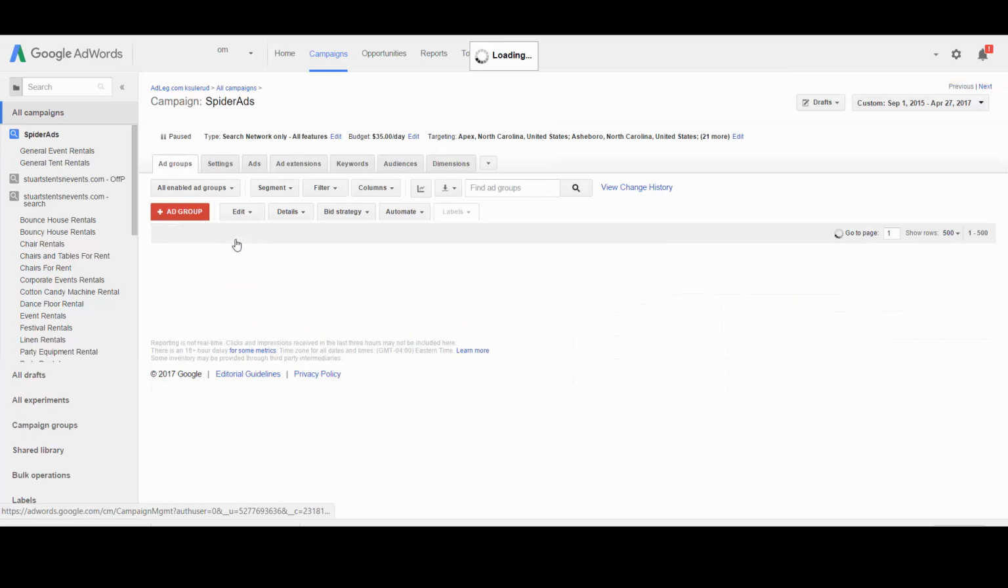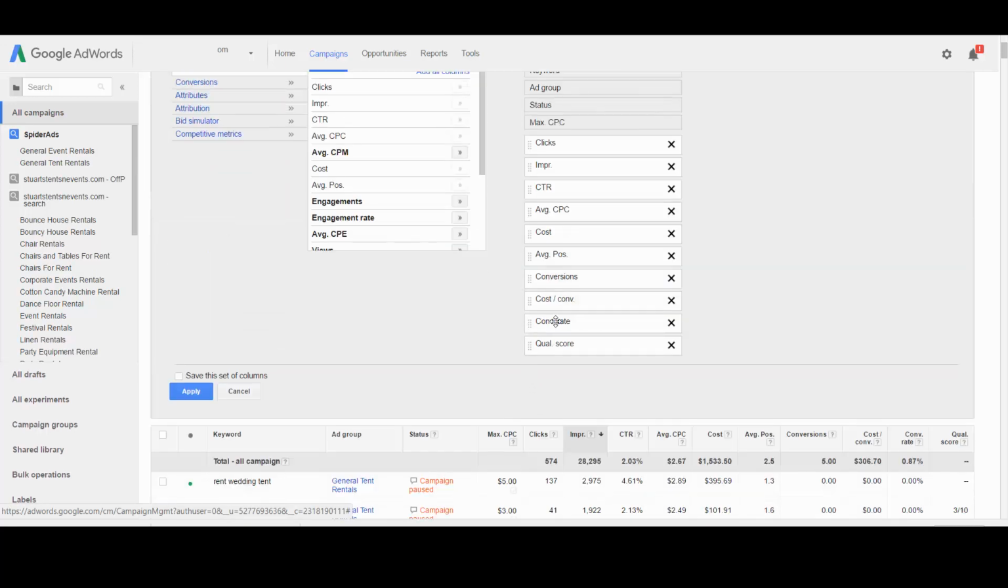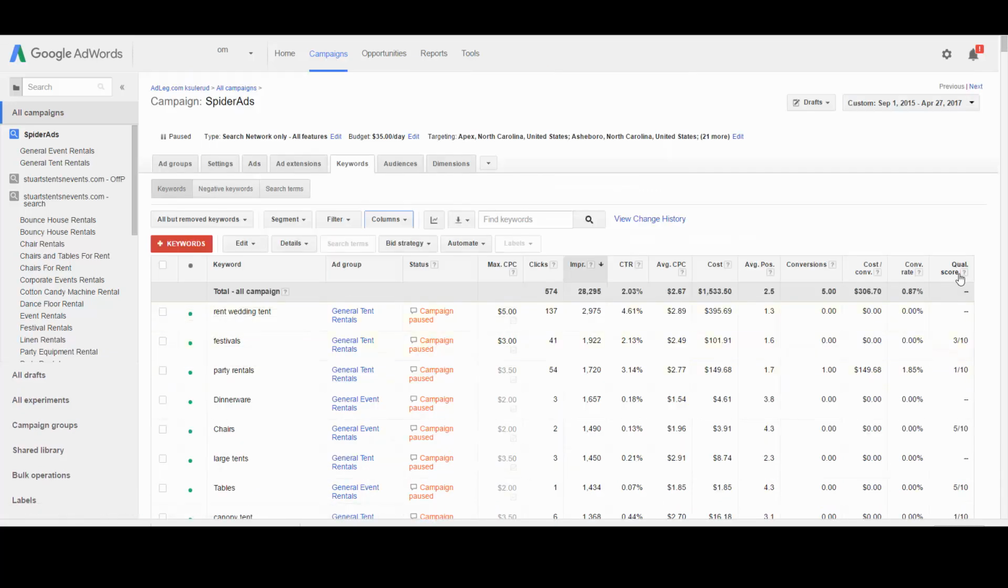So if we go into a campaign and look at the keywords, there's a column. It's not a default column, so you may need to add it here and modify the columns. But there's a column called quality score. Okay, so you can see on the far right column here, it's showing us quality score. What this is, according to Google's system, on a scale of 1 to 10, is how relevant and useful your ad is in relation to the keyword that you are targeting.